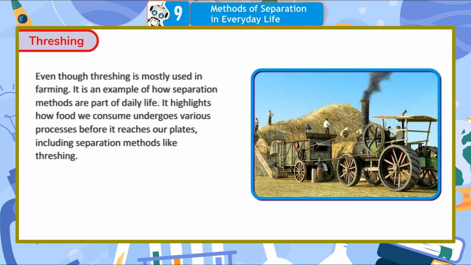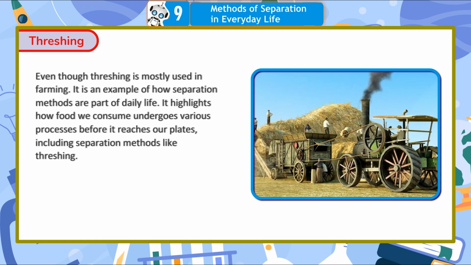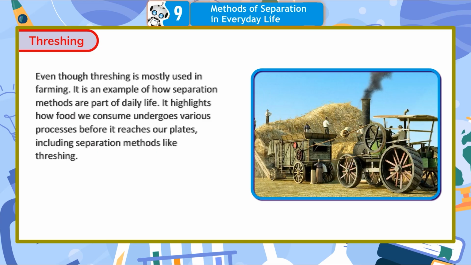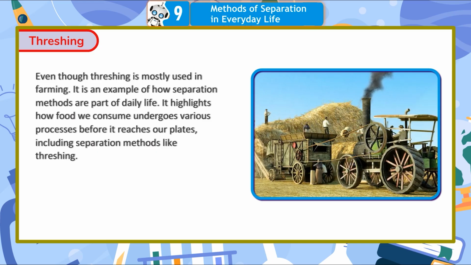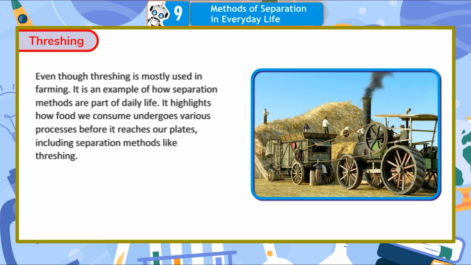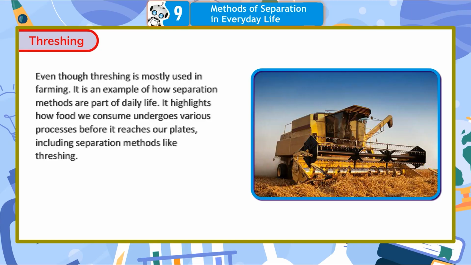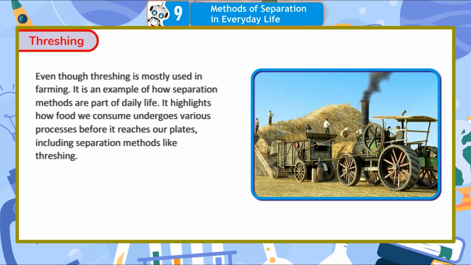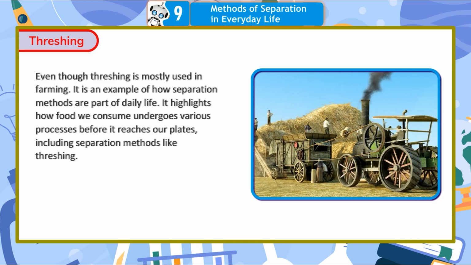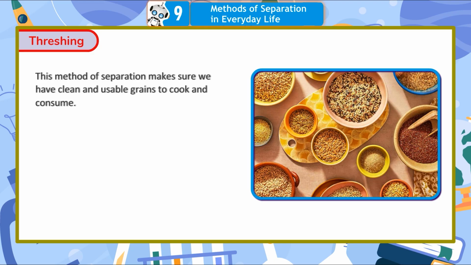Even though threshing is mostly used in farming, it is an example of how separation methods are part of daily life. It highlights how food we consume undergoes various processes before it reaches our plates, including separation methods like threshing. This method of separation makes sure we have clean and usable grains to cook and consume.